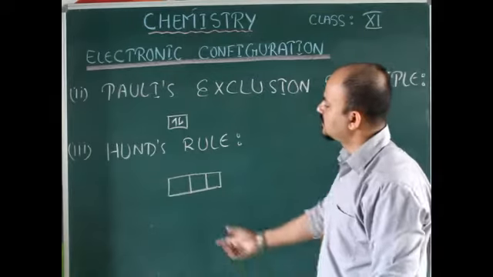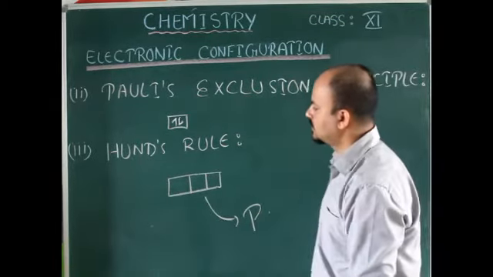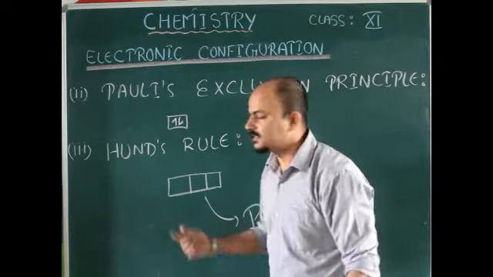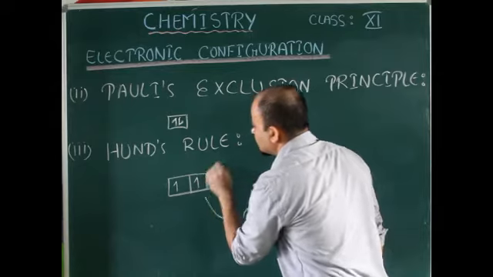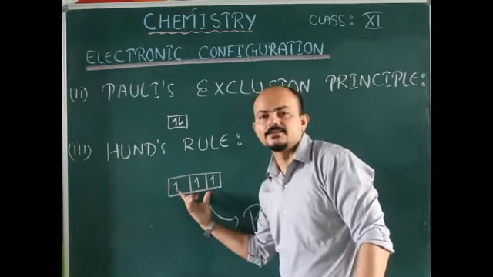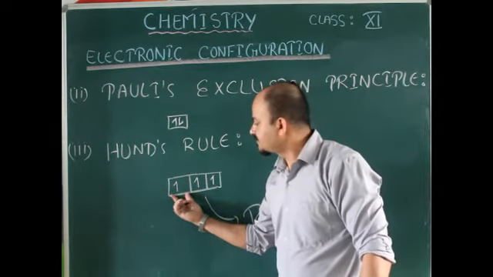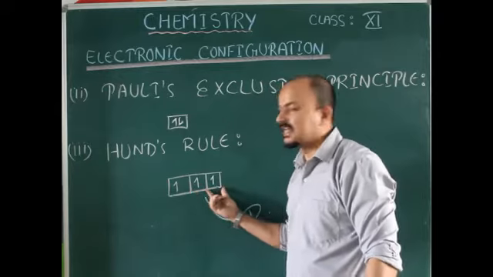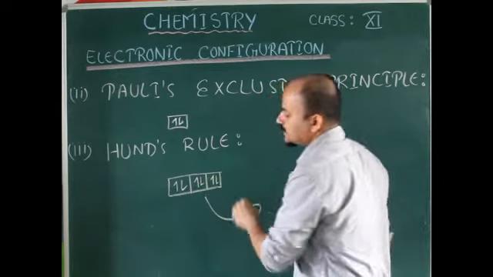Suppose we are considering 3 orbitals. Say this is p orbital. Then whenever electrons are filled, they must be filled singly first. Each room, if they have the same energy level, must be occupied first singly. Then only the pairing of electrons takes place. Okay, this is very simple.